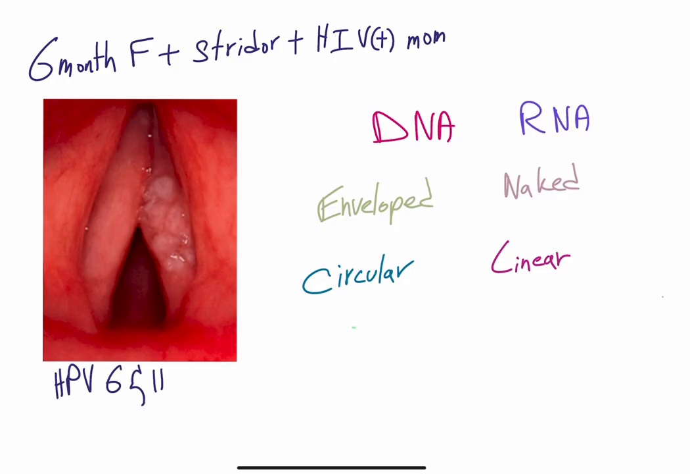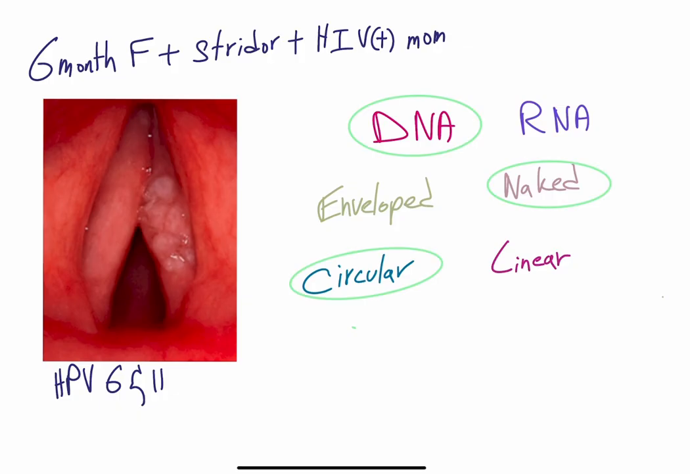Now, there might be other versions of this type of question where they just want you to identify whether it's HPV 6 or HPV 11. Simple, straightforward. However, here, I'm giving you the options where you have to pick is it DNA, RNA, enveloped or naked, or circular or linear. So let's break it down.